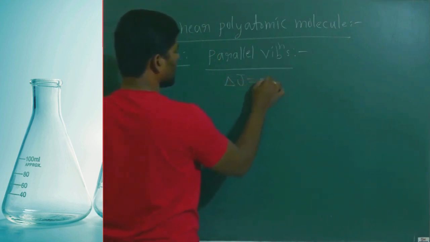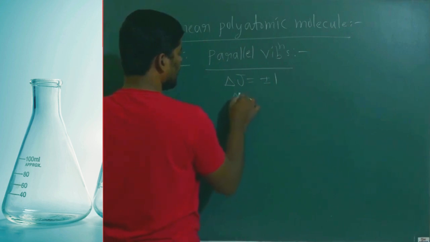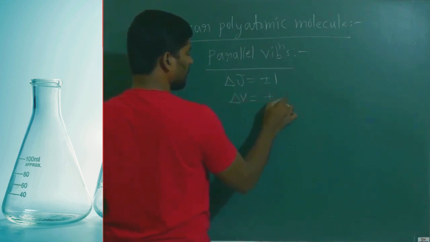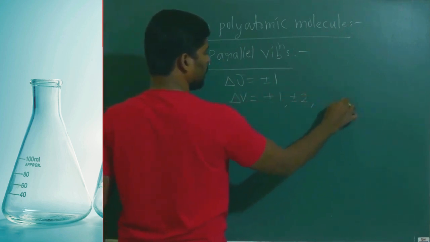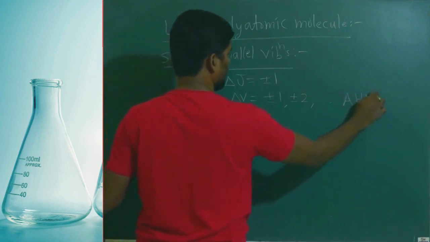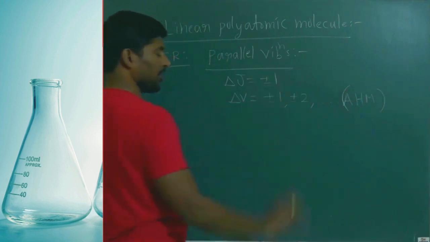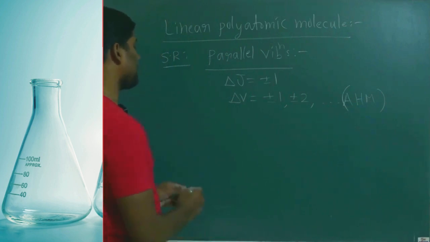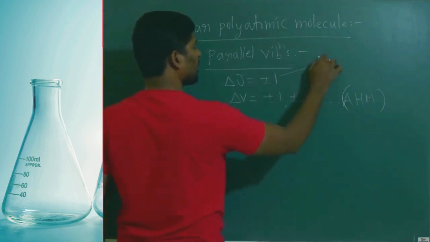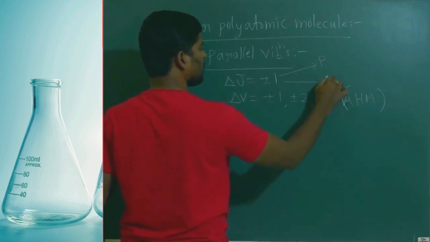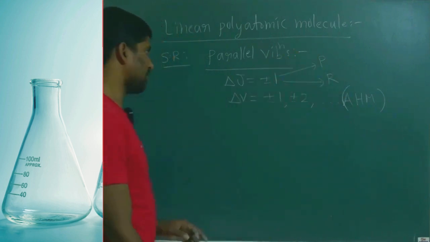For parallel vibrations, the selection rules are delta J equal to plus or minus 1, delta V equal to plus or minus 1, plus or minus 2, and so on if you consider anharmonic motion. If you consider harmonic motion, plus or minus 1 only. So that means plus 1 gives which lines? P branch lines. Minus 1 means we will get R branch lines.